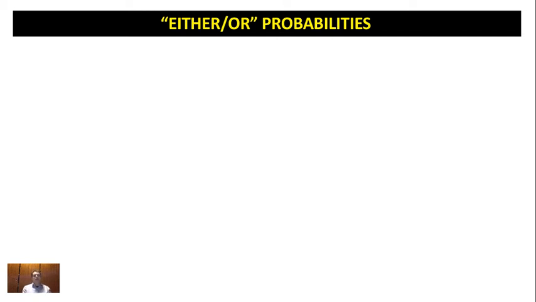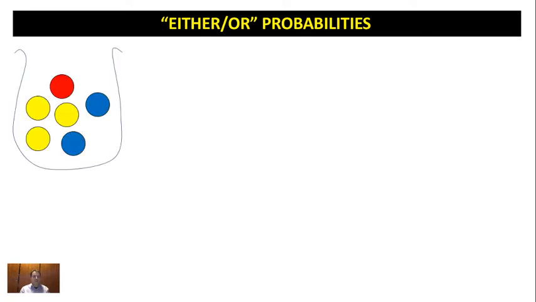This is MYP5 Unit 4. It's the first of two videos covering probability. The first one should be mostly revision for you. And we're starting with either-or probabilities.